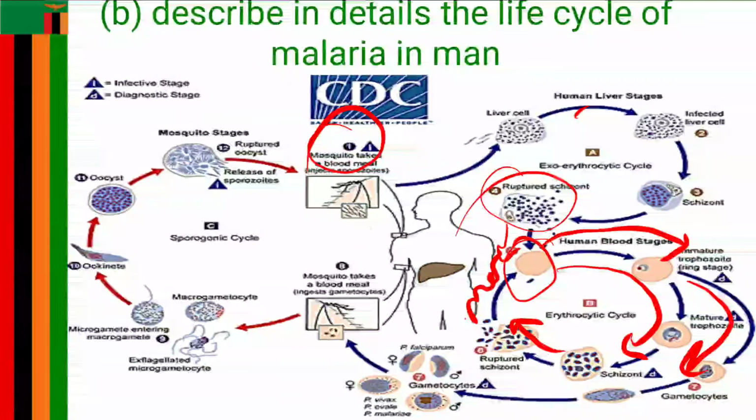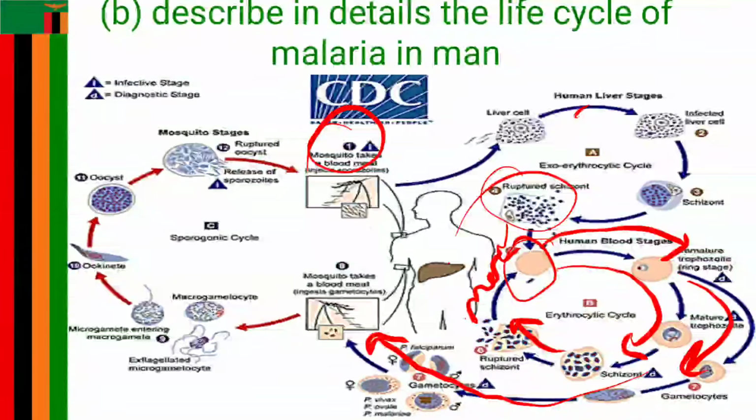And at stage 8 rather, another mosquito is going to take a blood meal. And once this mosquito takes a blood meal, it is going to suck or ingest the gametocytes. And once the mosquito ingests the gametocytes, at that moment the life cycle in man has ended, because it has now moved on into the mosquito.